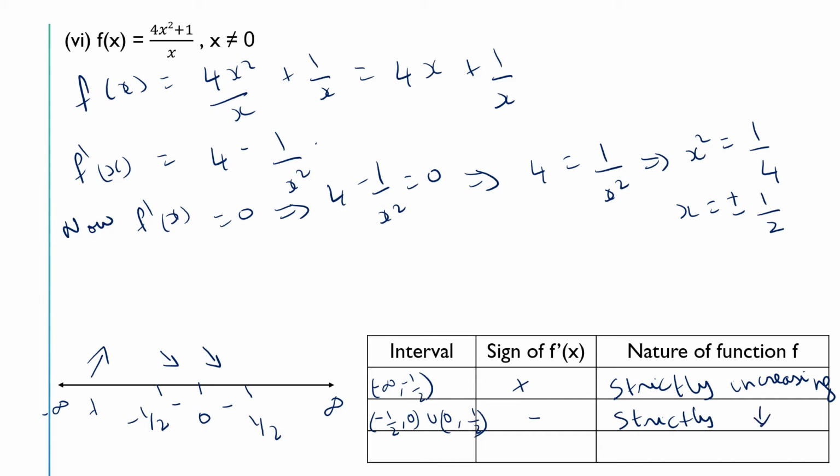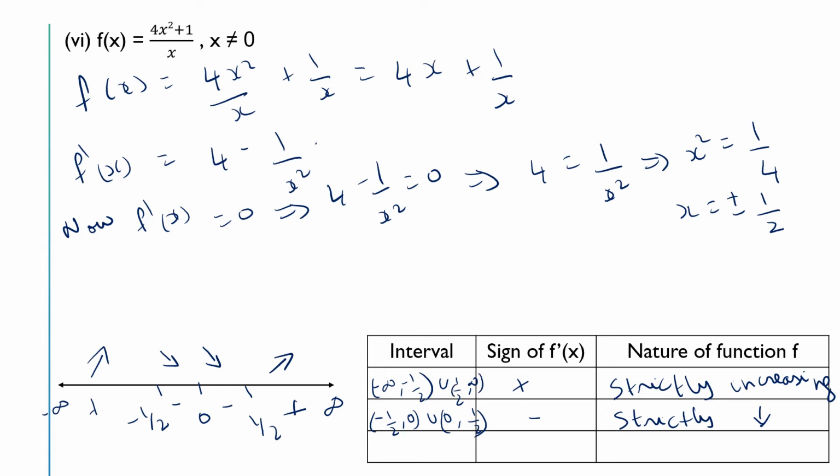Now the next interval is half to infinity. In this interval, if we substitute say a point 1 and check in f dash of x, the sign of f dash of x will be positive. It means the nature of function f is strictly increasing. So here f dash of x is positive, which means f is strictly increasing. So here it is union half comma infinity.